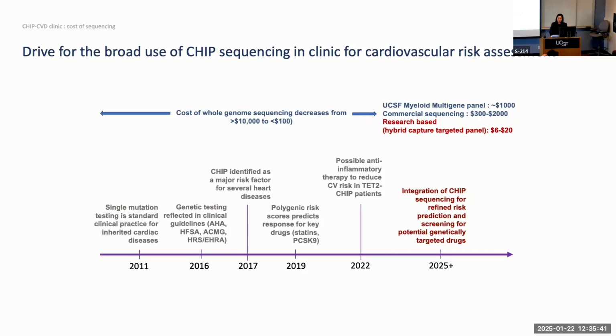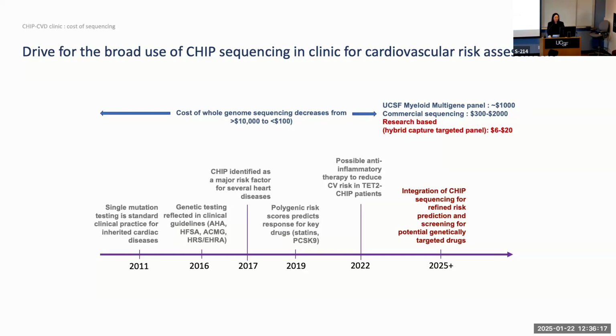But if we take a broader step back and look at genetic sequencing in general in the cardiovascular disease setting, we're looking at single gene mutations as part of standard clinical practice. It dates back about 10 to 15 years, really introduced as part of guidelines in about 2016. And even polygenic risk scores, which we've known about since about 2019, are not regularly used in our cardiovascular disease clinics. So again, we're looking at a new field that's also not commonly using genetic testing as part of its toolbox.